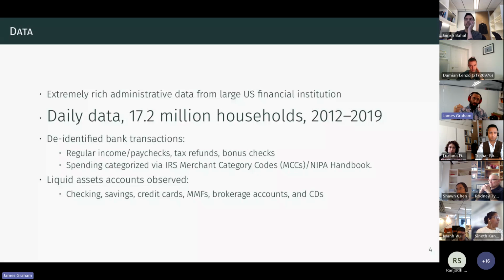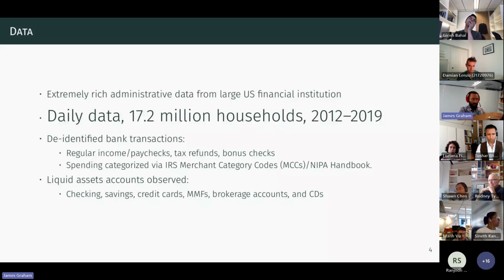We have de-identified bank transactions. So all of your regular income, all of your outflows, so all of your spending of various kinds. We see tax refunds in particular and bonus checks in particular. On spending, we have to do some work to categorize the spending data, and we're just going to line it up with what the IRS does for allocating different types of firms to different kinds of spending codes. There's details there that I won't go into.